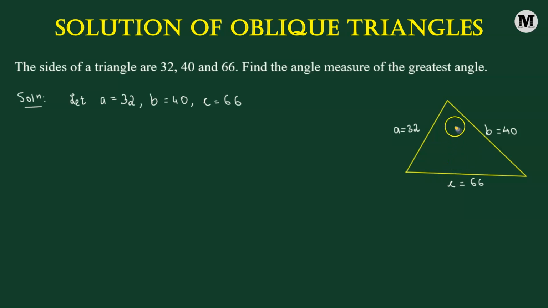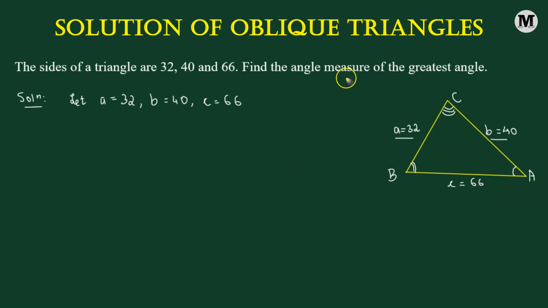Let's also name the vertices of the triangle, but there is a procedure to do that. Now let's say we consider the angle which is opposite to side A. We're going to denote it by the letter A in uppercase. Then for side B equal to 40, we consider the angle opposite to it and denote it by the letter B in uppercase. And then the remaining vertex, we're going to denote by the letter C in uppercase as well. That is going to be the angle opposite to C equal to 66 units.